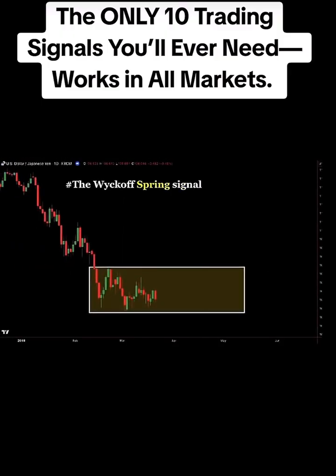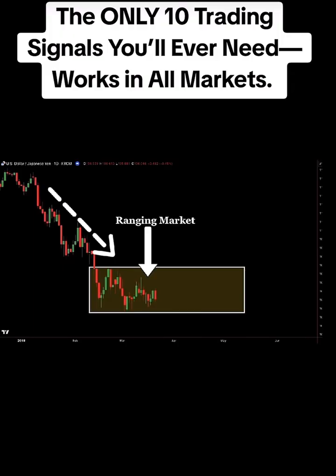Next, let's break down the Wyckoff spring signal. The Wyckoff spring happens during a ranging market after a downtrend. After a strong move down, sellers start taking profits and the market stops trending. This causes price to move sideways, bouncing between support and resistance. Once smart money has finished selling their positions, they look for a way to buy the dip, but before they do that, they need to trap more retail traders.